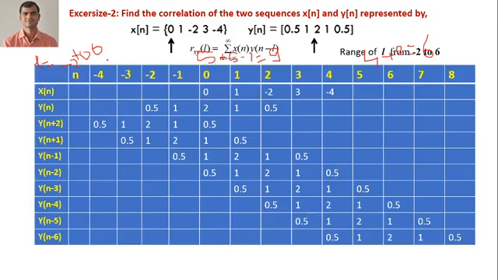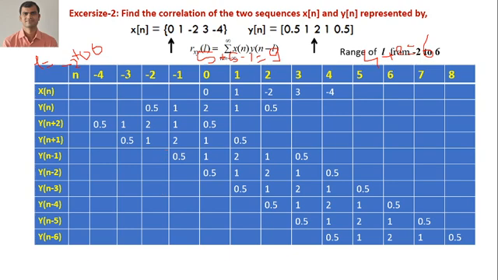Now you write the range of n, you write x of n and y of n as mentioned. Then y of n plus 2, you shift the equation. So the range is from -4 to 0. y of n plus 1 ranges from -3 to 1, then y of n minus 1, y of n minus 2, y of n minus 3, y of n minus 4, y of n minus 5, and y of n minus 6. Now you multiply.